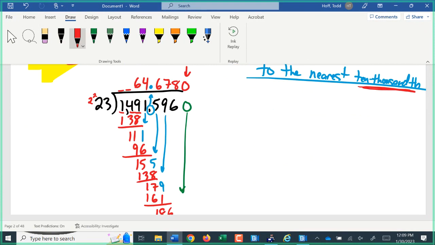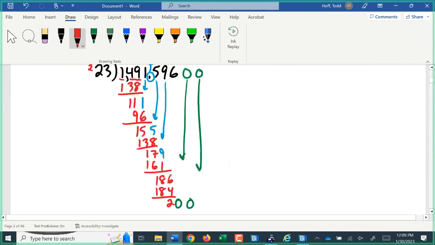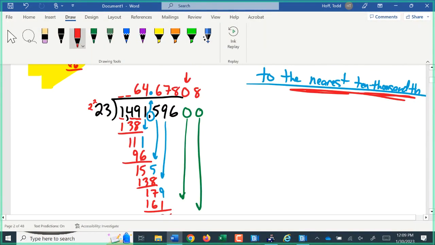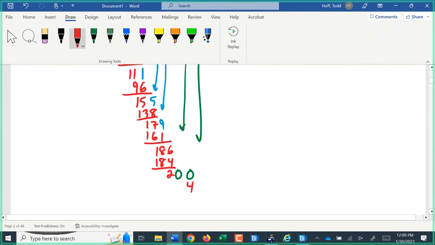Are we done? Not quite. Because we want the nearest 10,000ths, we have to round to the 10,000ths. And in order to round, remember, we need to know what the next digit is. So we have to go one more digit, so add one more 0 and bring it down. 23 goes into 200 8 times. 8 times 3, we just had it up here, is 24, carry the 2. 8 times 2 is 16, that's 184. There's 16 left over.